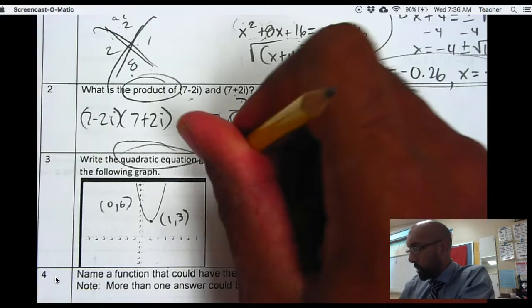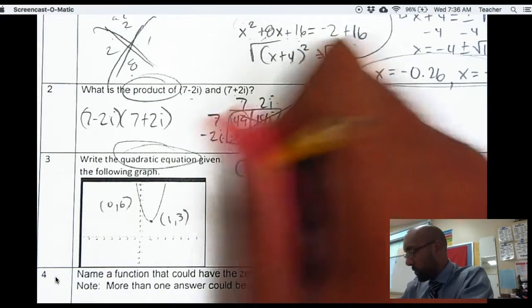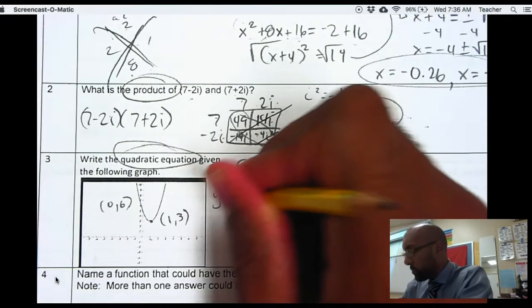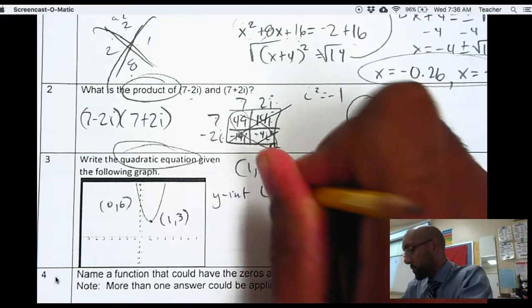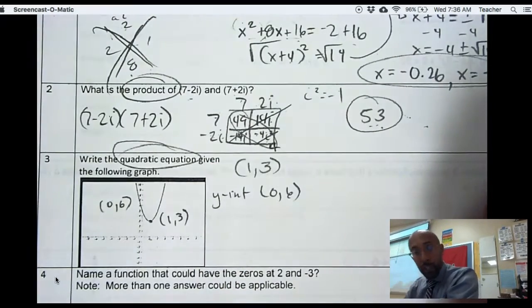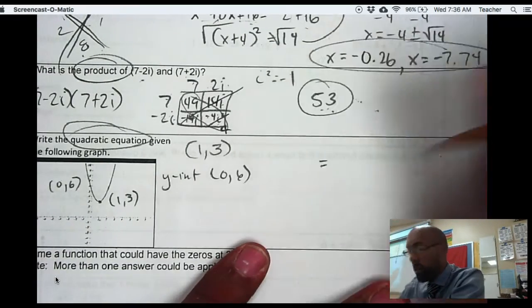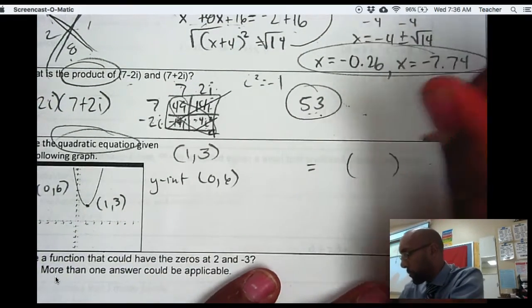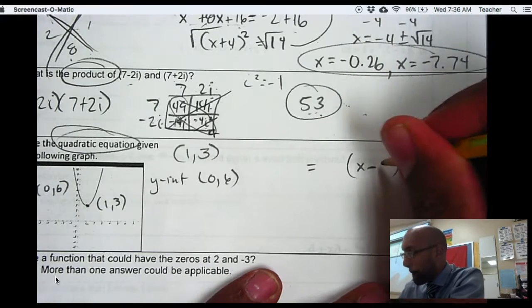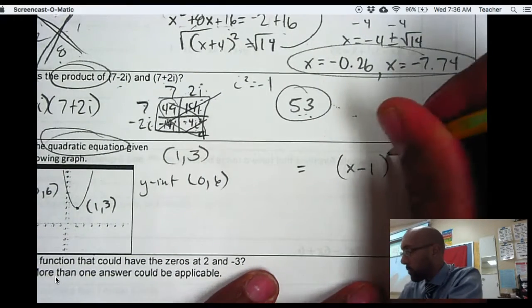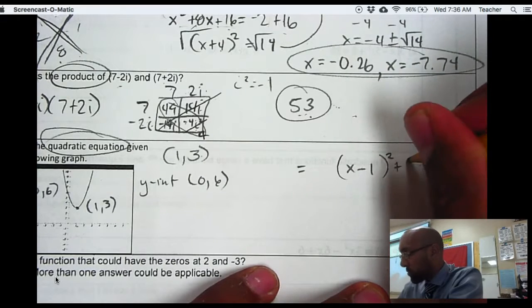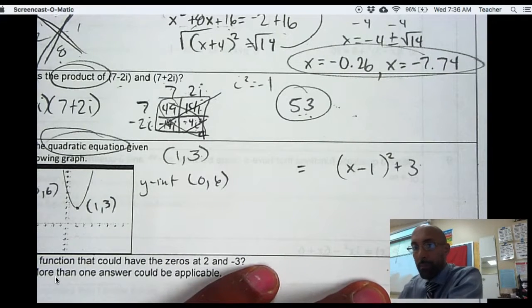Okay, so let's use that information. So vertex is 1, 3. Y-intercept is 0, 6. Okay, well I know in the vertex form, it would look something like this. I know part of that equation. I know if I put this in parentheses, this would be x minus 1. Okay, and then I'd have plus 3. Okay, so now how do I fill in the rest of the equation? Because I don't know what this number is. That's really the last piece that I need to know.